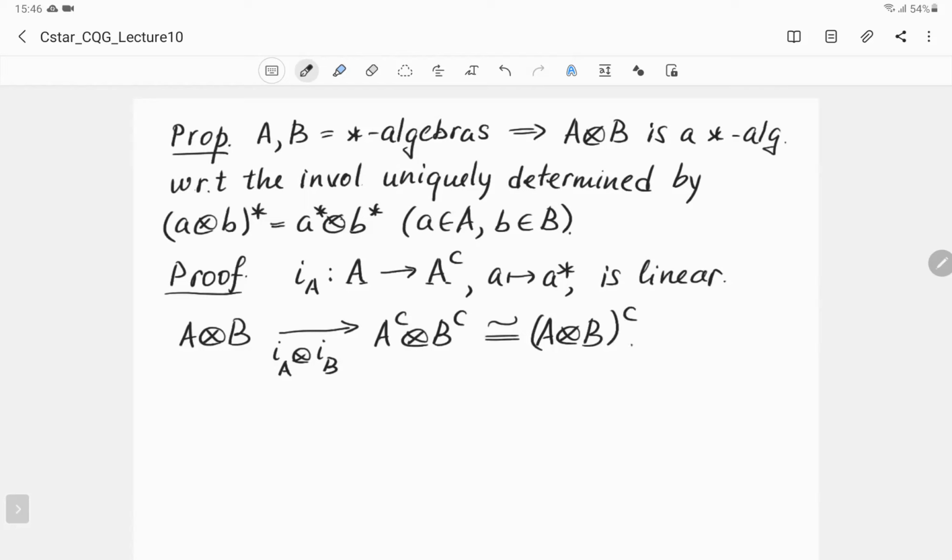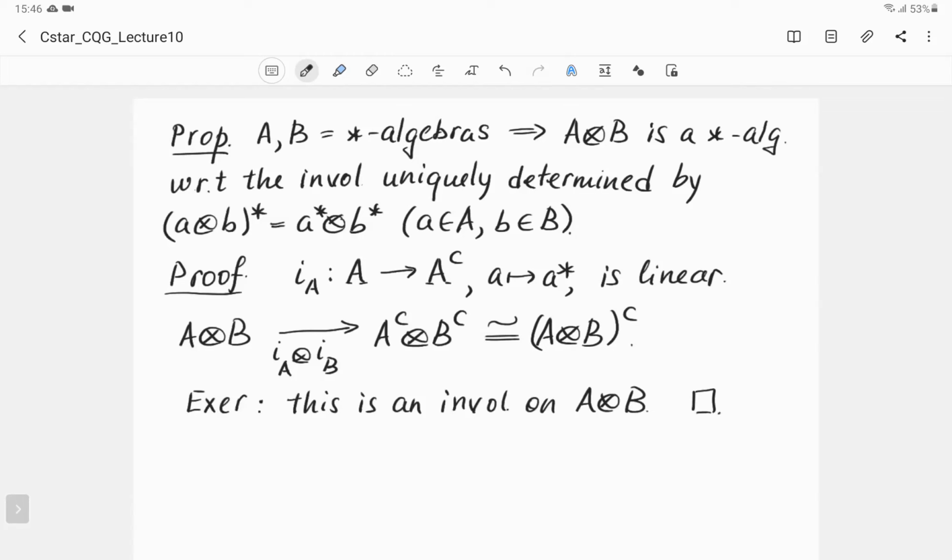So we get a linear map from here to here, or equivalently an antilinear map from A tensor B to itself, which clearly satisfies this condition. Now it's very easy to show that this map is indeed an involution. It's a simple exercise that all axioms of the involution are satisfied. So the tensor product of two star algebras becomes a star algebra. Okay.